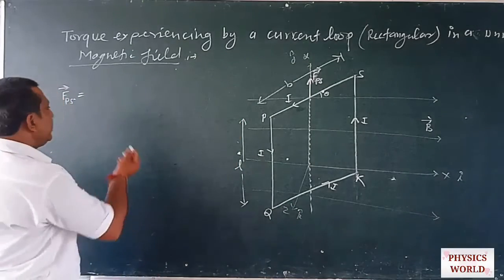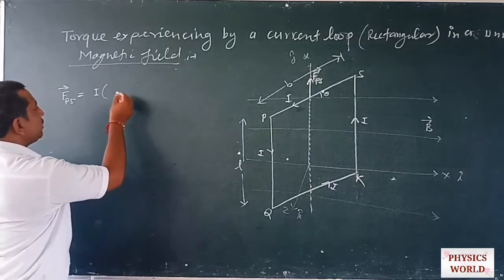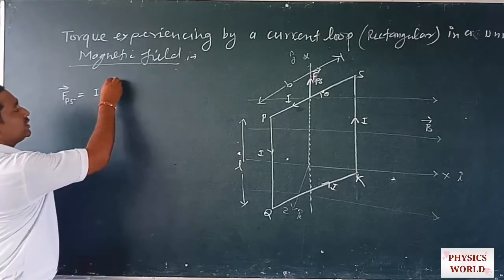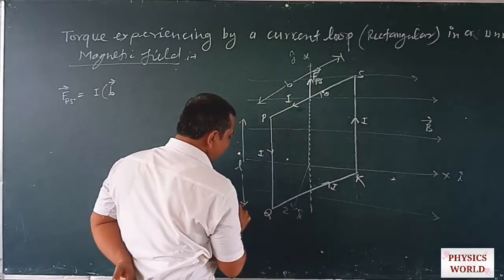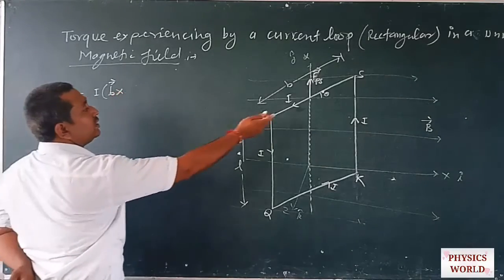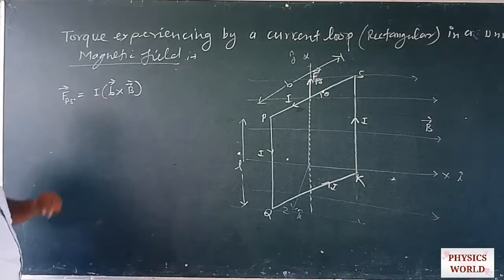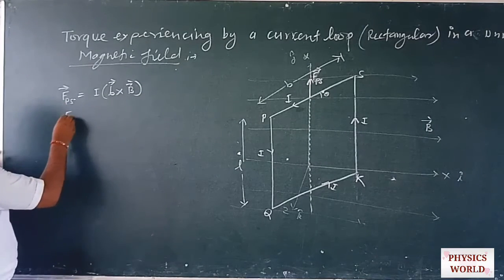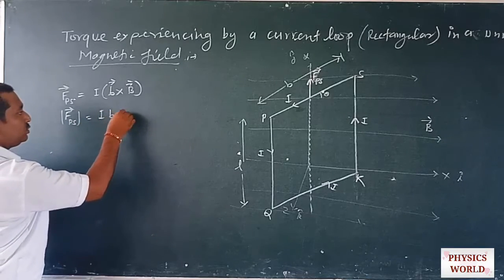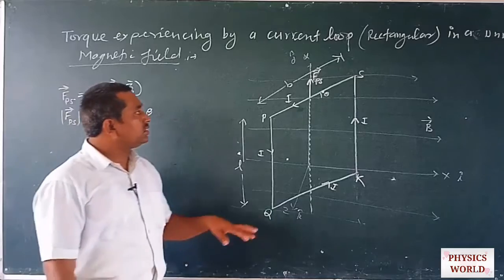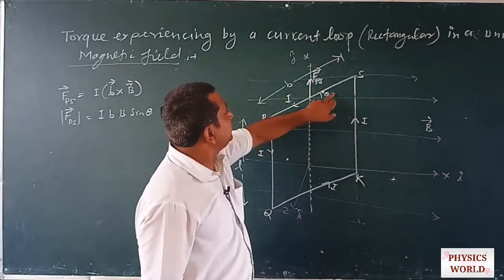So if we write the value of this force F_PS, we can calculate it. This will be equal to I into b, this is the length of the side which is placed in the uniform magnetic field, cross the magnitude of the magnetic field, that is B. So if we want to calculate the value of this force, we get I b B sine theta, because the angle between this b and B is theta.